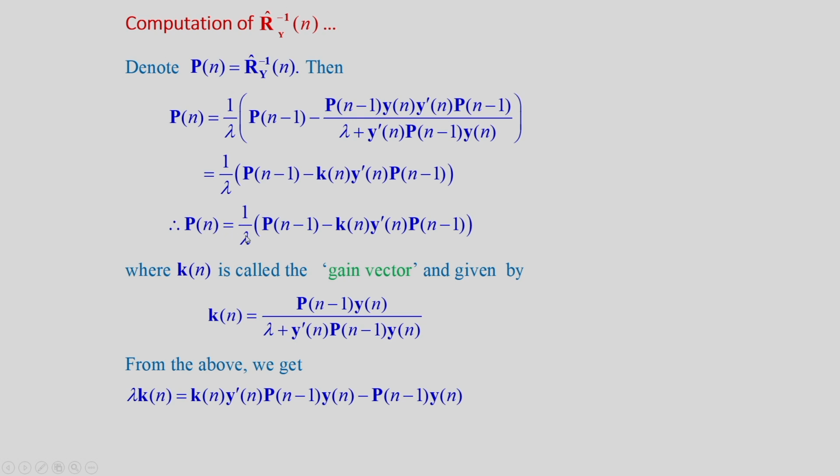Pn is equal to 1 by lambda times Pn minus 1 minus kn into yn transpose into Pn minus 1. This kn is called the gain vector and is given by kn equal to Pn minus 1 into yn divided by lambda plus yn transpose into Pn minus 1 into yn. This is the way we define the gain vector. So, this is the updating for the inverse of the autocorrelation matrix, and this is the updating for the gain vector.